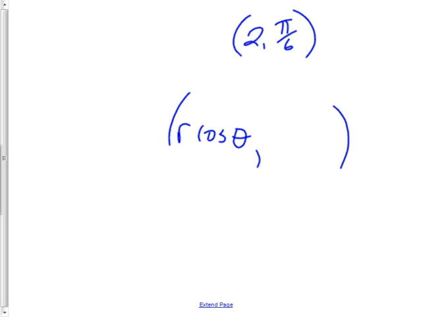And then what's the other generic form for the other one? Take a wild guess. What would y equal? If cosine has always been connected to x, what's always been connected to y? Sine, and therefore what? R sine theta. You got it.